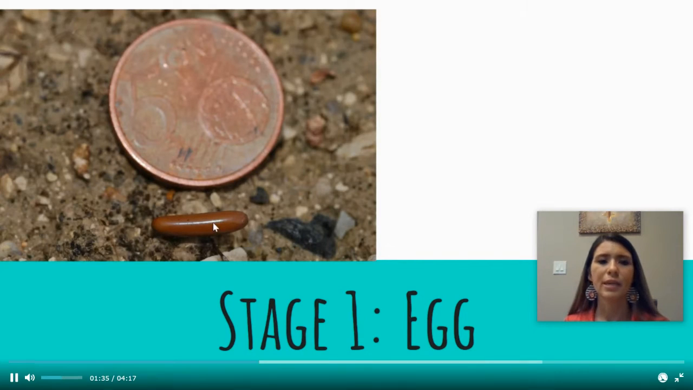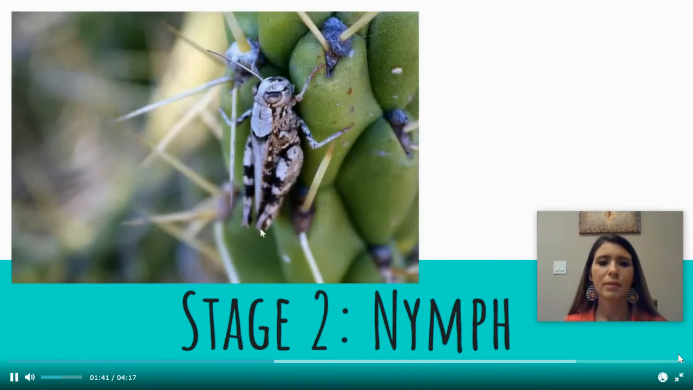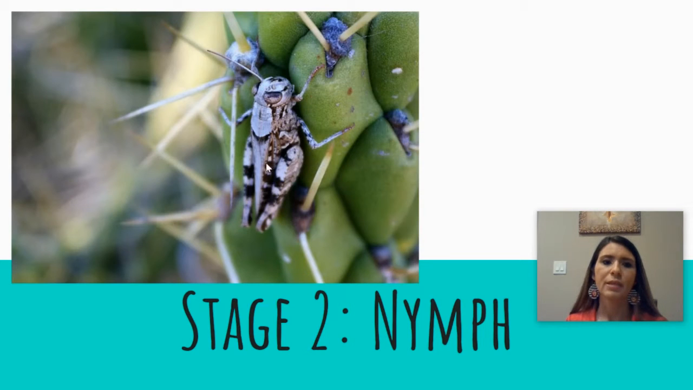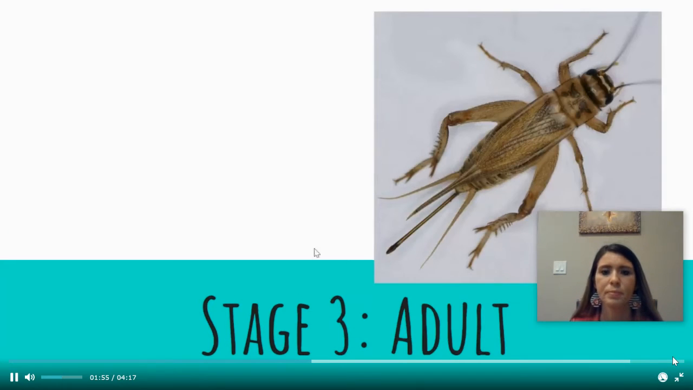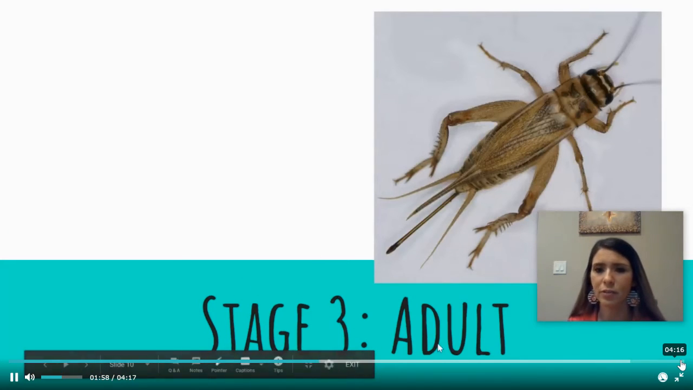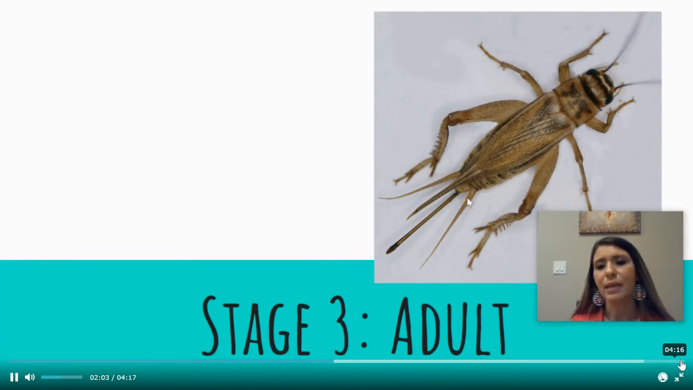Stage 1 is the egg. As you can tell, the egg is pretty small in comparison to the nymph. Stage 2 is the nymph. You can see that there are no wings yet on the cricket, and we cannot see a reproductive organ as well. Stage 3 is the final stage of a cricket's life cycle, and it is an adult now. It now has wings and this long reproductive spike. This identifies this cricket as a female. That spike or tube is how she lays her eggs.